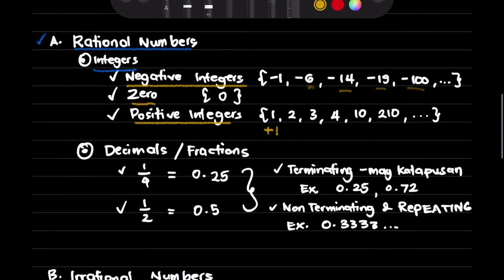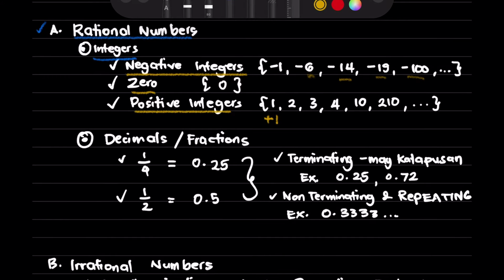Another thing, under rational numbers, ito yung decimals o kaya fractions. Careful kayo dito sa decimal at saka sa fraction. Kapag sinabi natin fractions or decimals, kailangan these are terminating. Sa decimal, dapat terminating siya. Pag sinabi nating terminating, ito yung meron siyang katapusan. Example is yung 0.25, 0.5, 0.72, 0.8. Those are rational numbers, mga terminating decimal kasi sila.